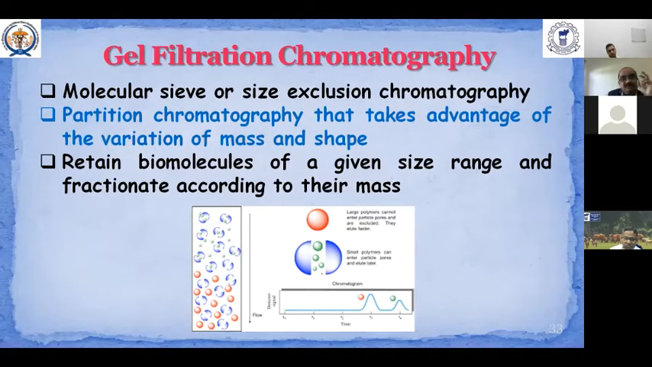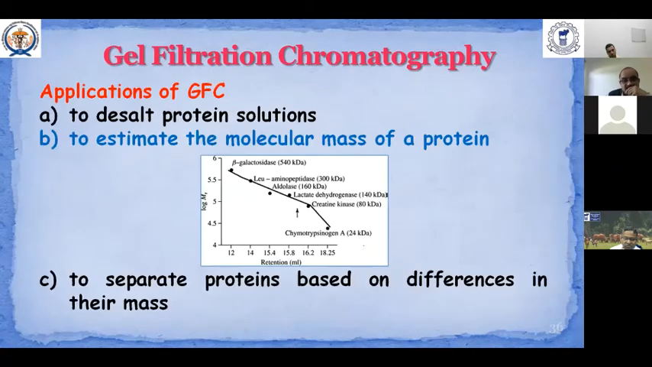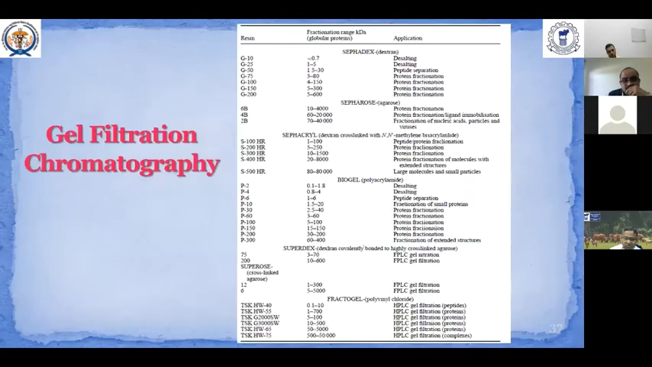A variety of different stationary phases are commercially available, such as Sephadex and Biogel. We have a list in the next slide. There are so many types of these gels available: Sephadex, which is actually dextran, Sepharose, that is agarose, Sephacryl, Biogel, Superdex, Fractogel, etc.